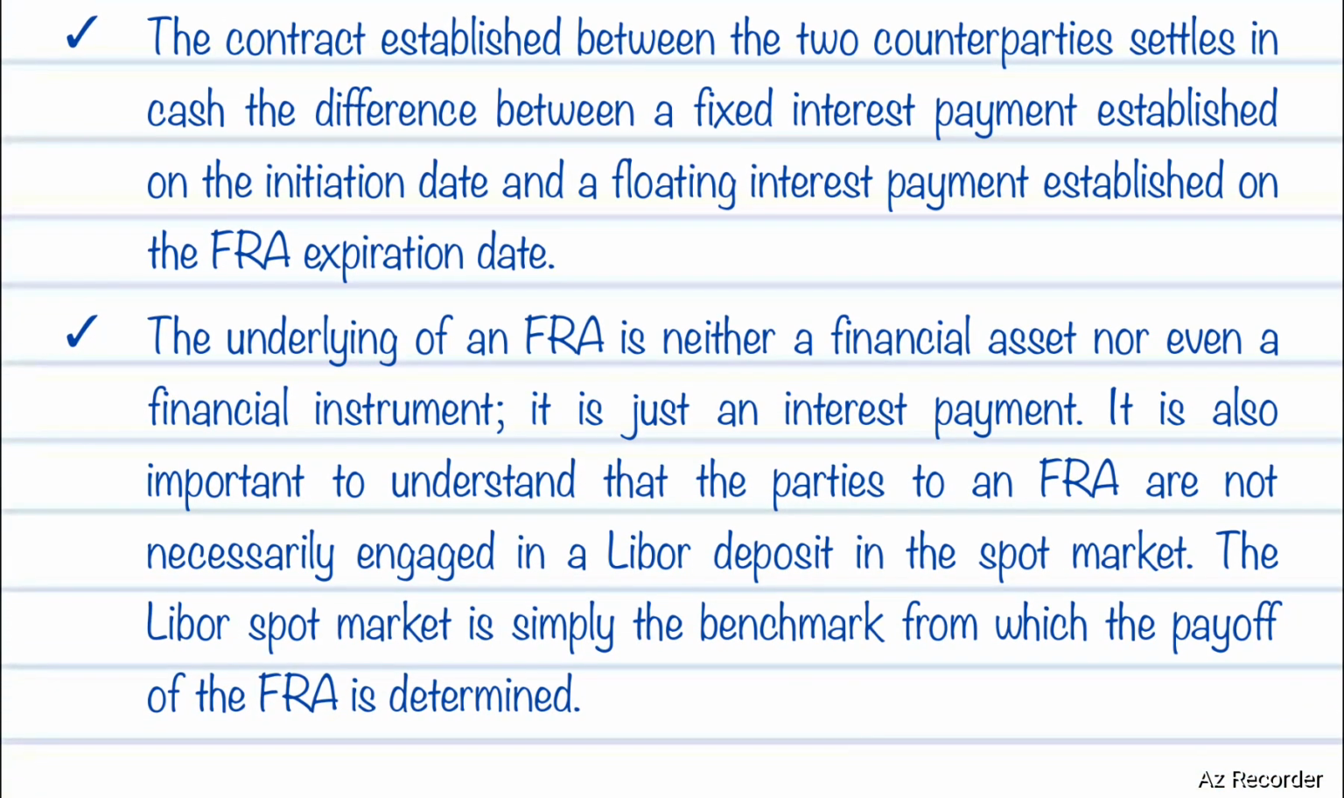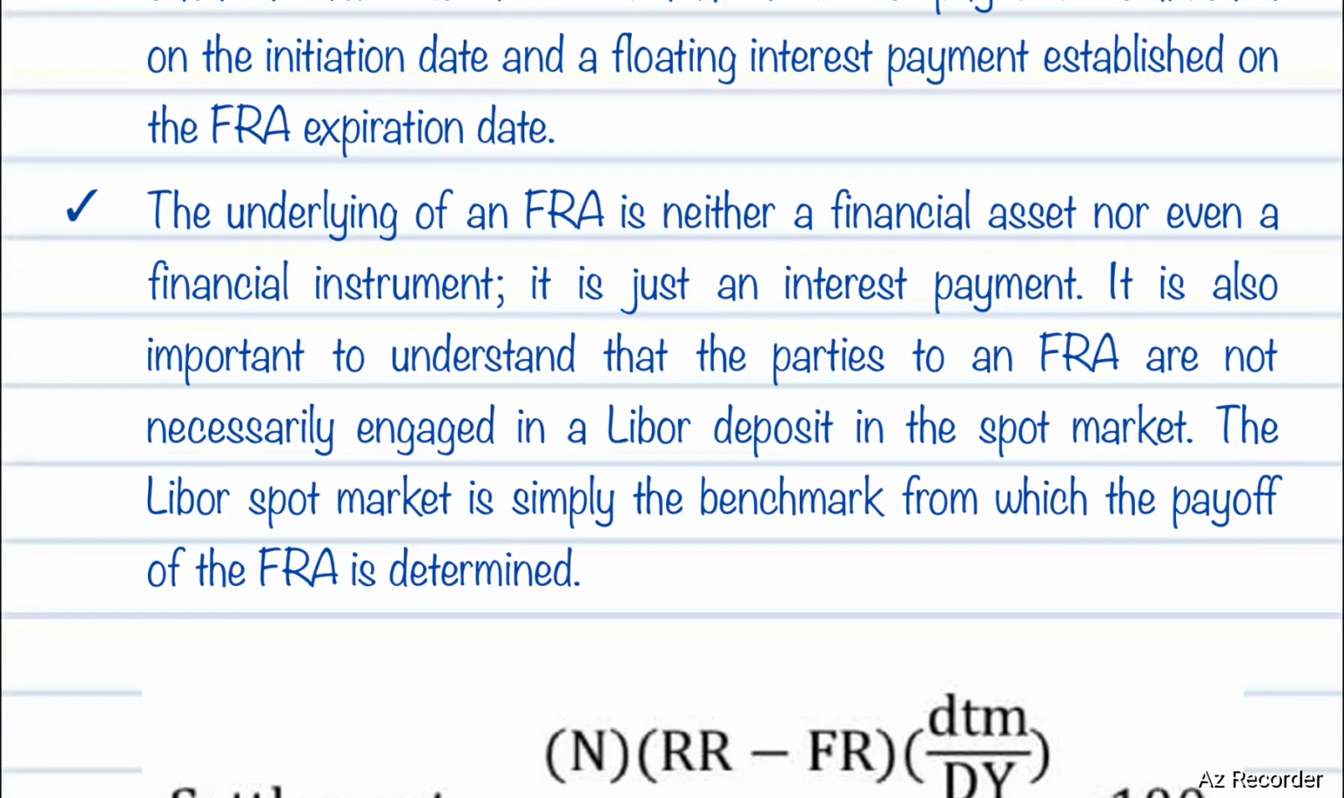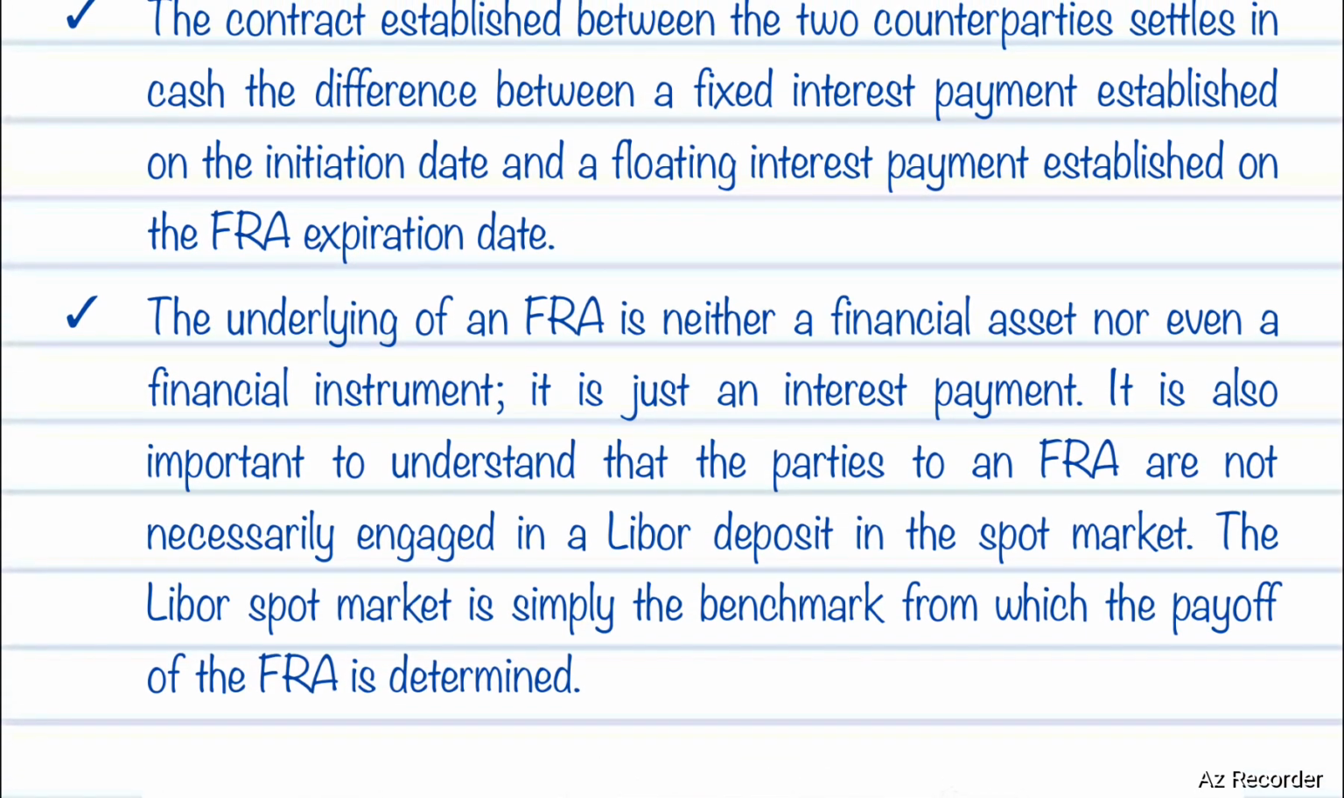The contract established between two counterparties settles in cash the difference between a fixed interest payment established on the initiation date and a floating interest payment established on the FRA expiration date. The underlying of an FRA is neither a financial asset nor even a financial instrument. It is just an interest payment. It is also important to understand that the parties to an FRA are not necessarily engaged in a LIBOR deposit in the spot market. The LIBOR spot market is simply the benchmark from which the payoff of the FRA is determined.